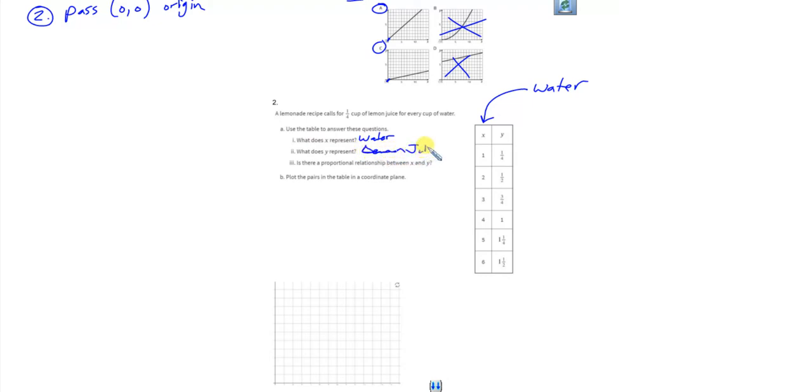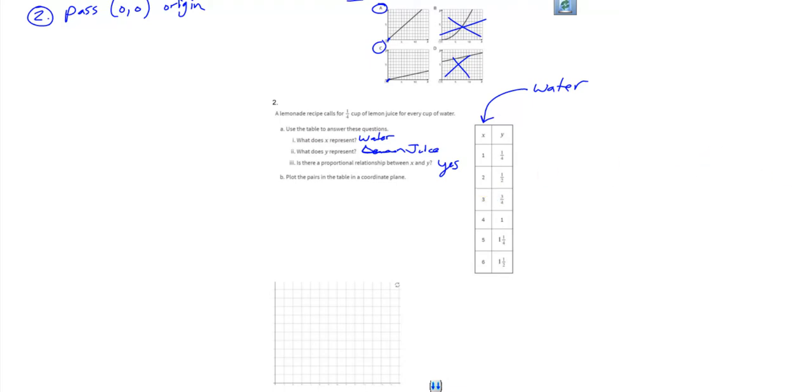Lemon juice. And is there a proportional relationship between these two? Well, we can check by dividing all of them to see, but we can also kind of check for a pattern. These go up 1 every time, so this should just add a quarter. A quarter plus a quarter is a half. A half plus a quarter is 3/4. Plus a quarter is 1. It seems to be adding a quarter every time. So there is a proportional relationship. Yes, there's a constant of multiply by 1/4 to get from one side to the other.